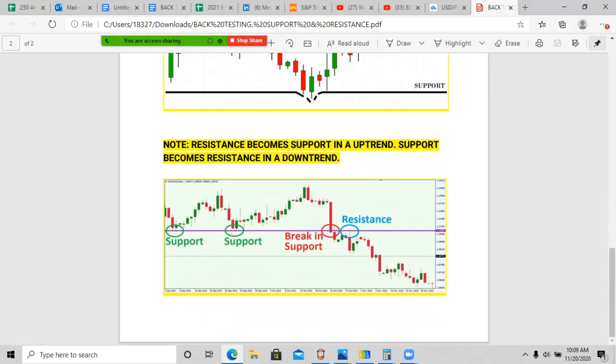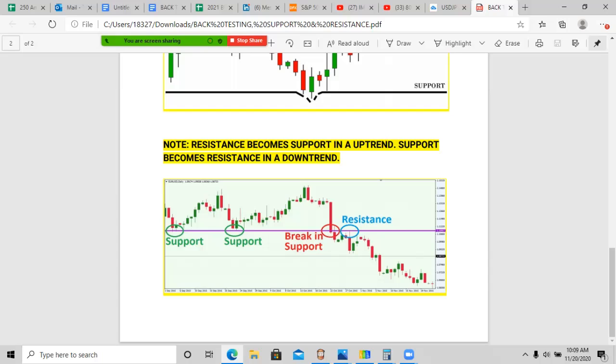So resistance becomes support in an uptrend and support becomes resistance in a downtrend. As shown here, it hits our support, bounces off, hits the support again, bounces off, comes down, and breaks through our support. Once it breaks through our support, it comes back to test that previous support, which is now our resistance. Bounces off. Comes back to test it, bounces off.